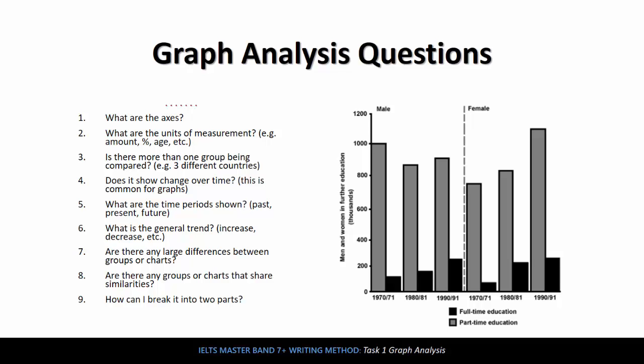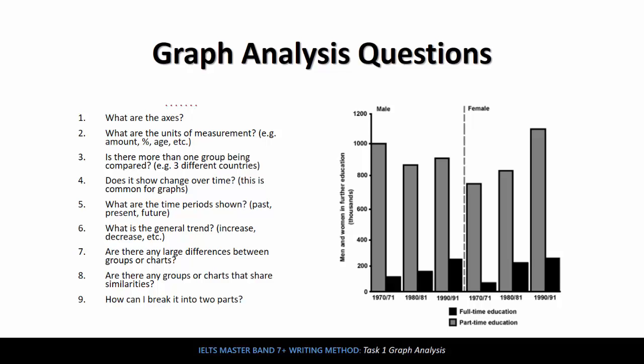Number 8, are there any groups or charts that share similarities? Well, full-time education, both male and female, increase, and part-time education for females likewise increases. So all 3 of these have a similarity. And number 9, how can I break it into 2 parts? We have a few choices. We could do male and then female. We could also do full-time education and then part-time education. Either way would be fine.